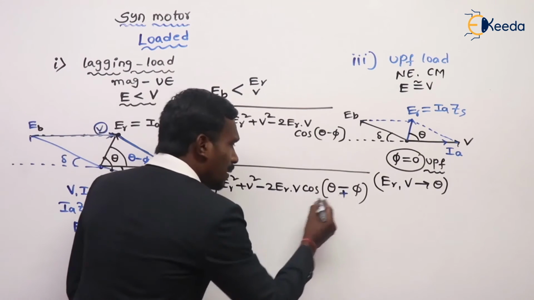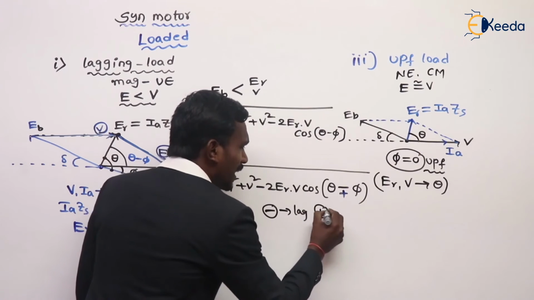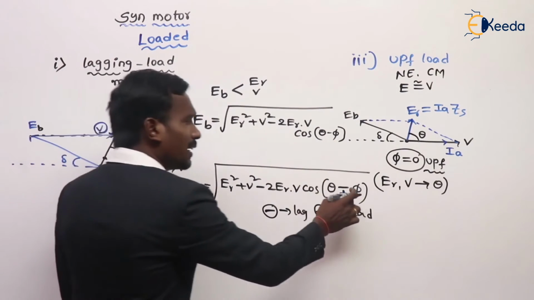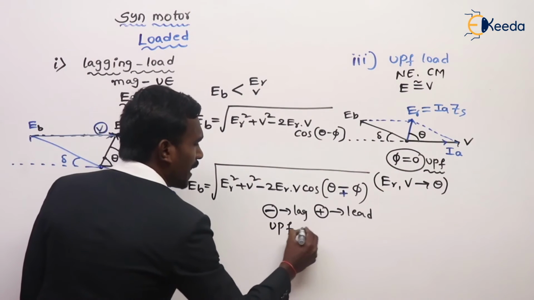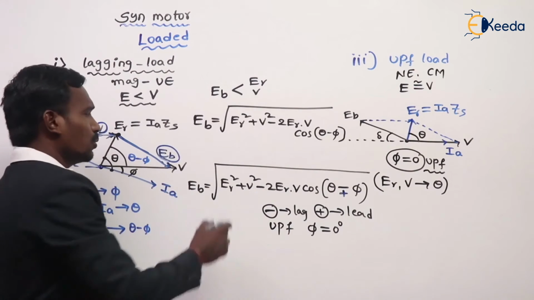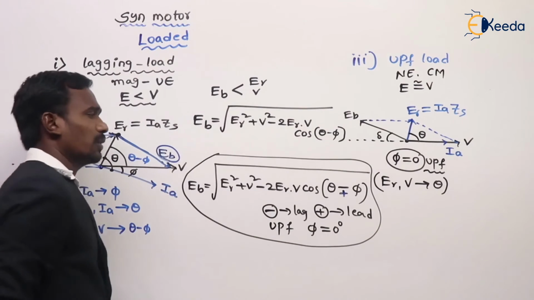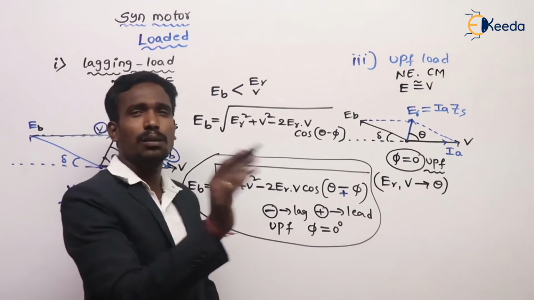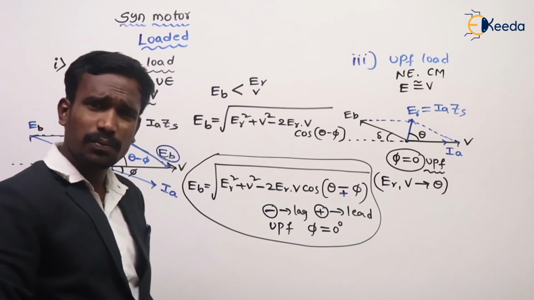Here it is theta minus phi for lagging load and theta plus phi for leading load, and for unity power factor this value is only theta, because for unity power factor the power factor angle is 0 degrees. You should remember this formula. This is also important from the vector diagrams I gave you for lagging, leading and unity power factors. This is very important for synchronous machine.